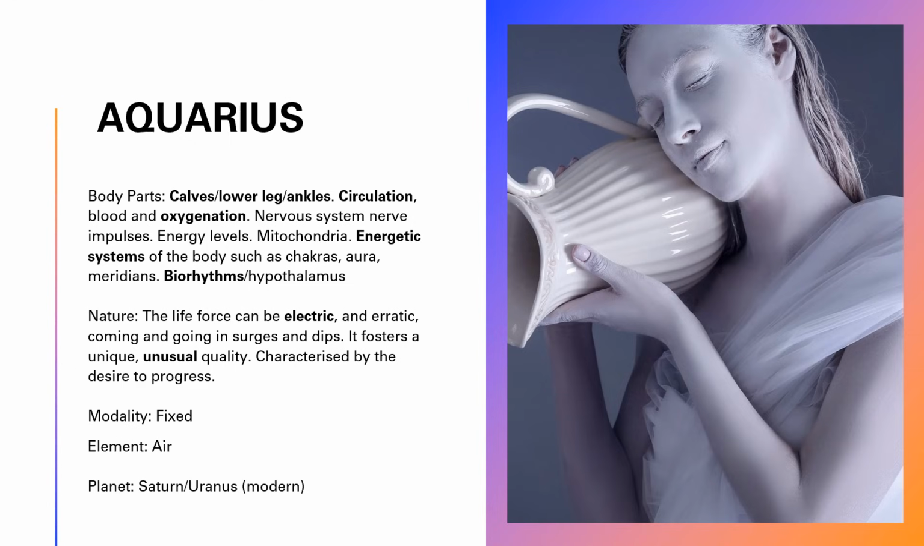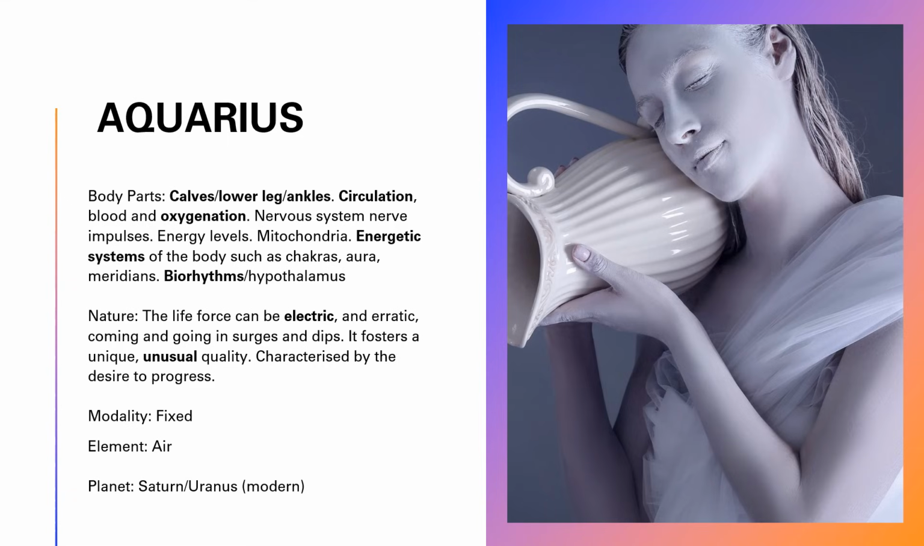Aquarius. I'm sorry if you can't see me. I've disappeared, but I hope you can still hear me. Aquarius rules the calves, lower legs, and ankles, circulation and blood oxygenation, nervous system, nerve impulses. So I've said Mercury has a nervous system rulership, and that's the communication between the nerves, whereas Aquarius's nervous system rulership is the impulses of energy that go through the nerves.